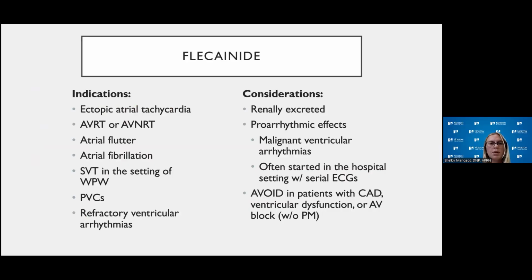Indications. So there are a number of indications for flecainide: atrial arrhythmias, SVT substrates, and ventricular arrhythmias. Considerations with flecainide: it is renally excreted, so you need to monitor kidney function. It can be proarrhythmic and lead to malignant ventricular arrhythmias. So we do often start the medication in the hospital and obtain baseline and serial ECGs and watch for any sort of proarrhythmic effects when starting flecainide. And then you do want to avoid the use of flecainide in patients with coronary artery disease, ventricular dysfunction, or patients that have AV block without a pacemaker.